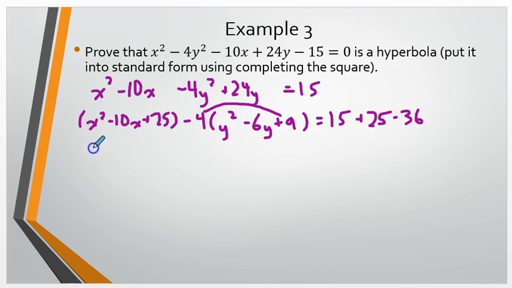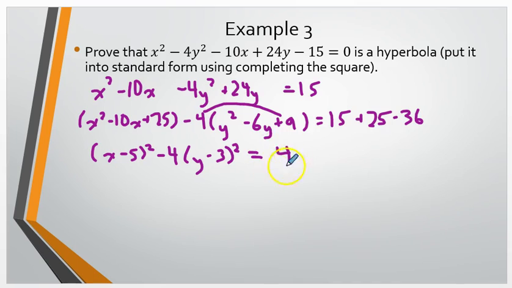Now I can factor this down nicely. The two numbers that multiply to 25 and add up to negative 10, that would be negative 5 and negative 5. Or just remember my shortcut, it's always the variable and half the middle number after you complete the square. And then for the y term, same thing. My variable is y, and half of the middle number was negative 3. If I combine the like terms over here, 15 plus 25 is 40, and 40 minus 36 is 4.